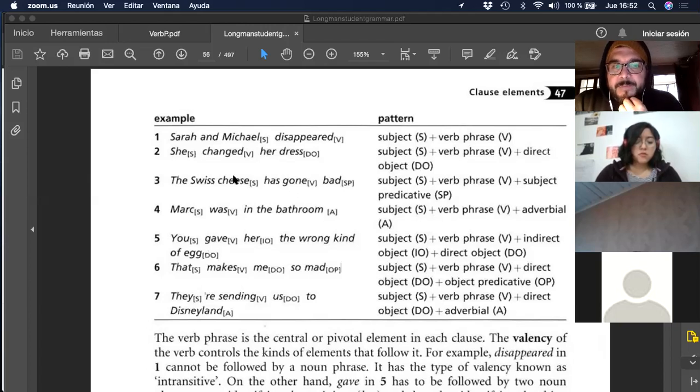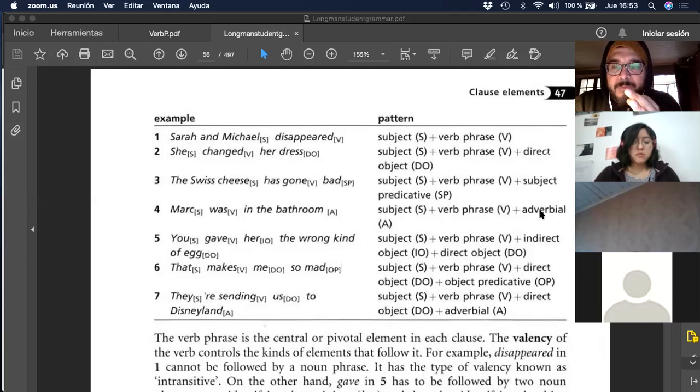Vamos con el que sigue. Mark 4. Mark was in the bathroom. Entonces tengo el doer of the action, Mark. The action was, pero in the bathroom, si lo ven, no dice algo sobre Mark, sino que responde a otra pregunta. Responde a un dónde. ¿Cierto? Entonces eso se llama adverbial.